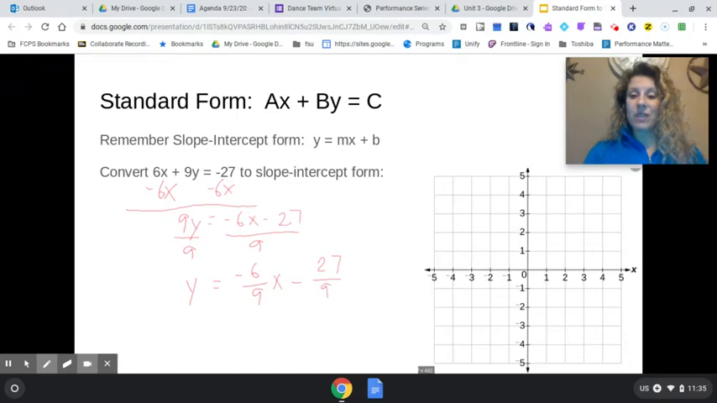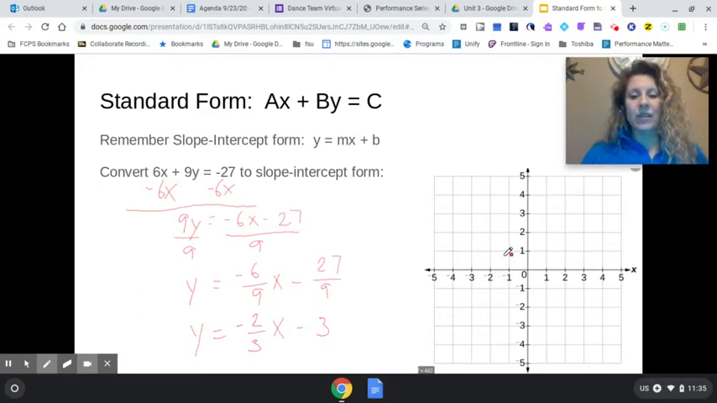Now, we can reduce that, so we always want to check to make sure that we do have reduced forms. So if we notice, 3 will divide evenly into negative 6 and 9. So if we divide them both by 3, we would get negative 2/3 x. And then 9 does divide evenly into 27, and that goes 3 times. So our equation in slope-intercept form is y equals negative 2/3 x minus 3.